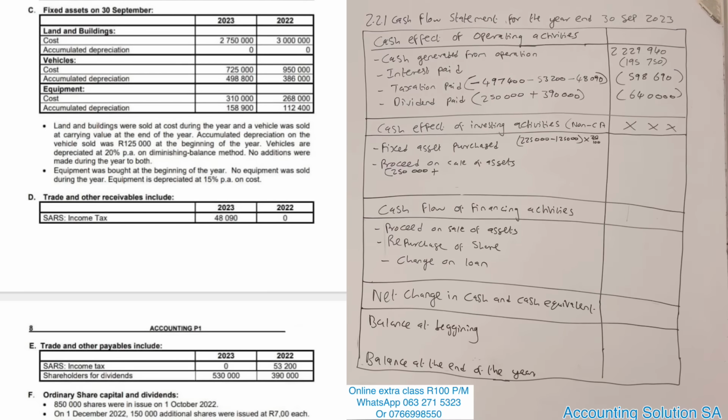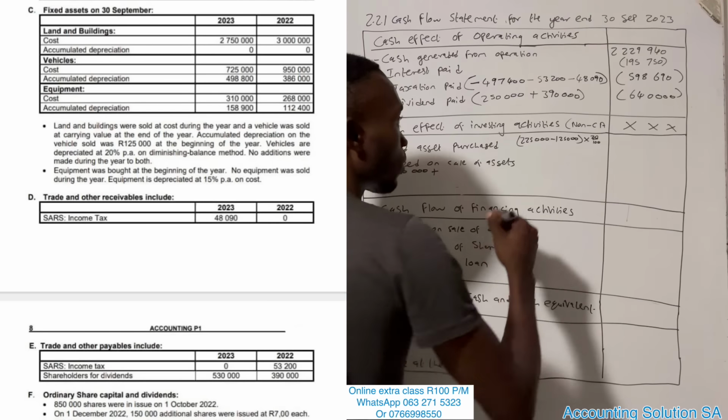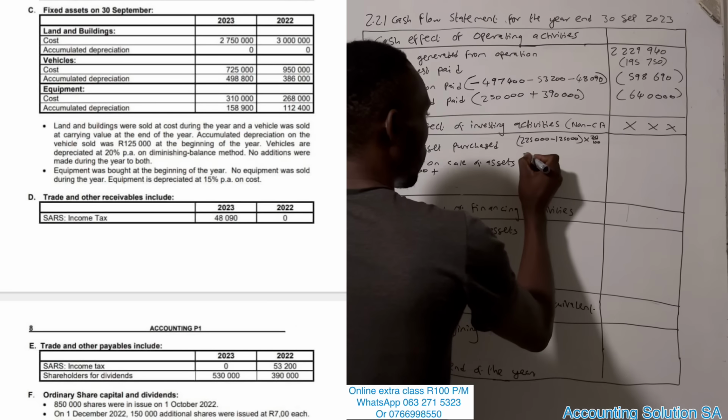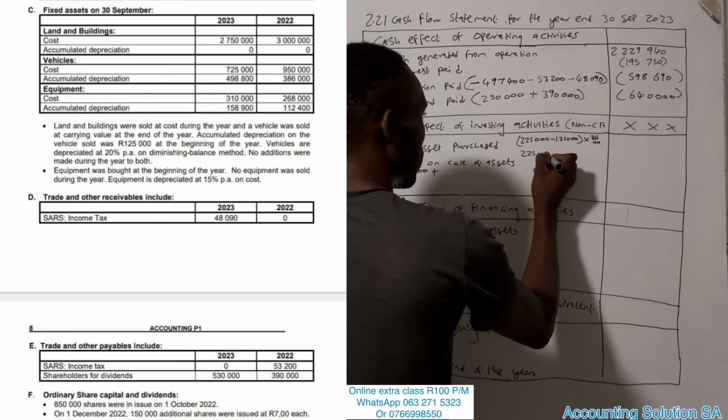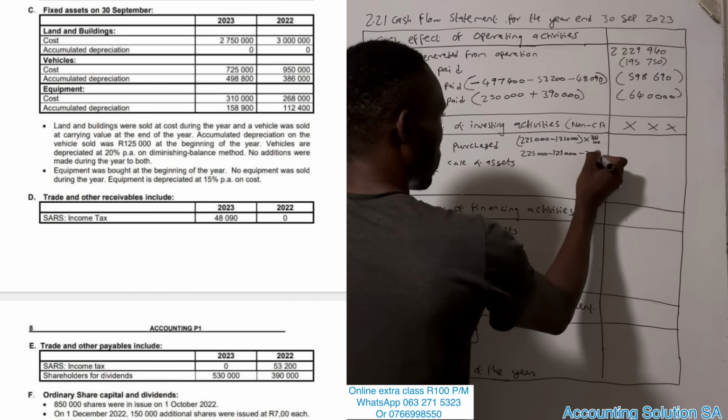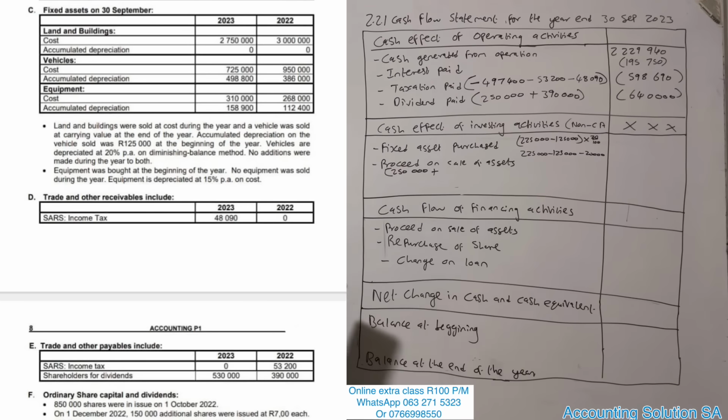225,000 minus 125,000 is gonna give us 100,000 minus 20%. It's gonna give us 20,000, which means that our carrying value now we have to add. We have to say 225,000 minus 125,000 minus new depreciation of 20,000. It's gonna give us a new carrying value which was used to sell this vehicle, which is 80,000.